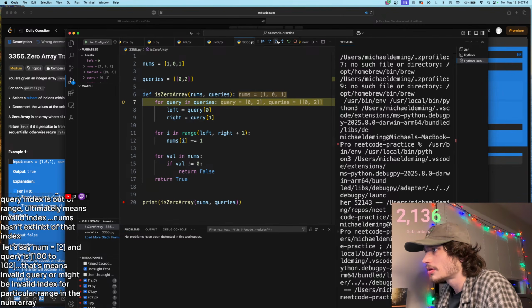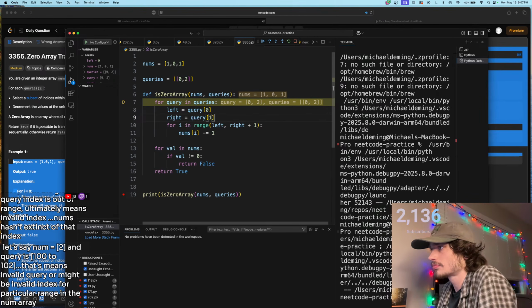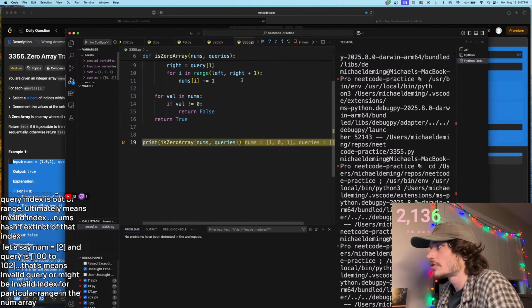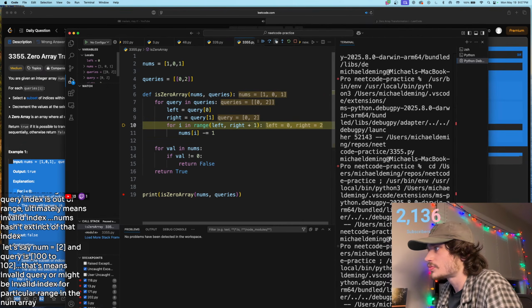This way and says let's say nums equals 2, and query is 100 to 102. That means an invalid query, or might be an invalid index for a particular range in the nums array. That's got to go nested in there. Query 0 and 2.